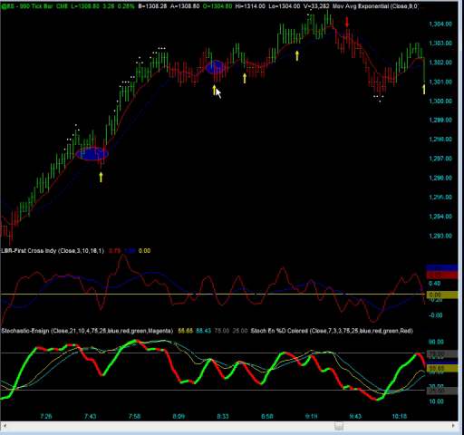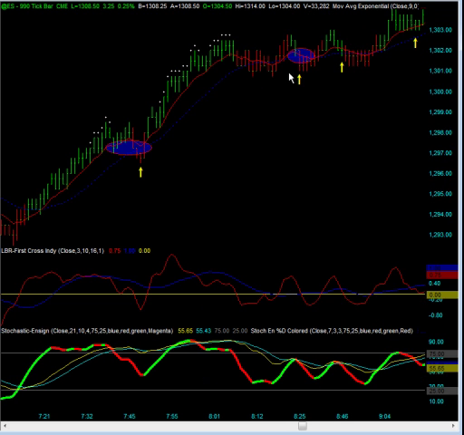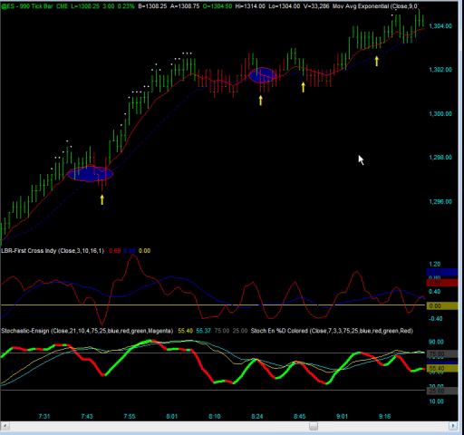In the meantime, the red did cross below the blue. You can't really see it here. Maybe if we zoom in there, you can kind of barely see it. But again, it's been in an uptrend all day, so I'm not looking to sell right there.